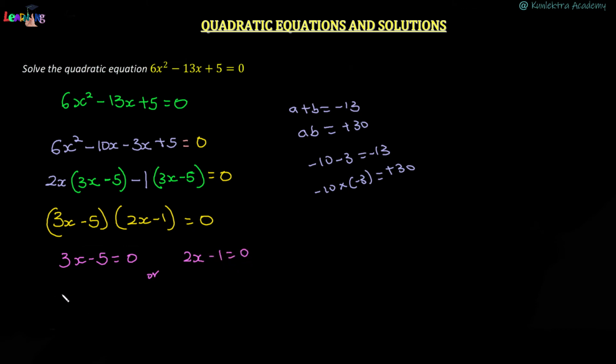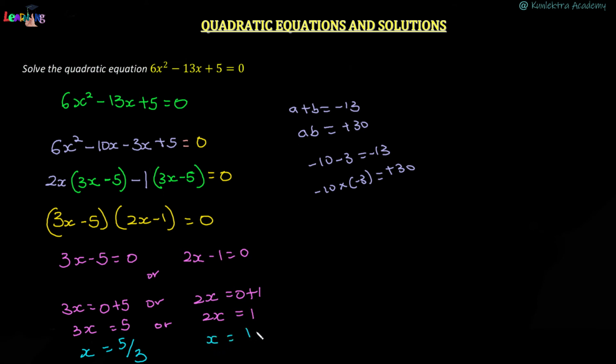Now, let's quickly resolve that. You have 3x is equal to 0 plus 5, or 2x is equal to 0 plus 1. Then 3x is equal to 5. We have x to be equal to 5 over 3. Or you have 2x to be equal to 1. We have our x to be 1 over 2.